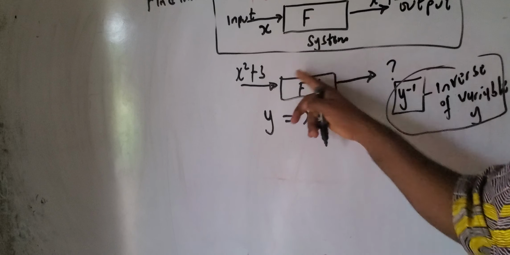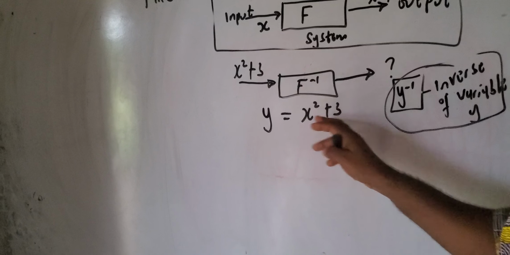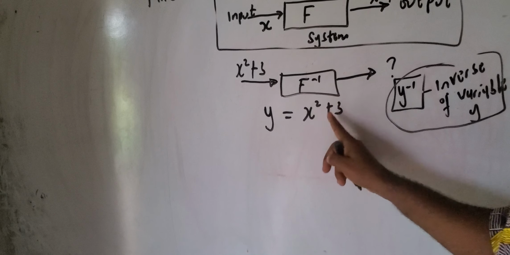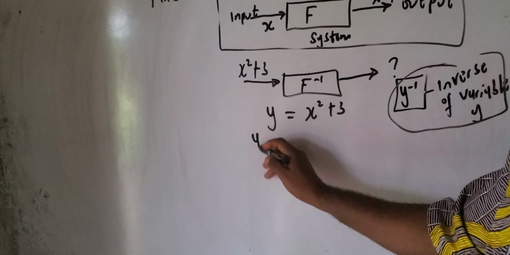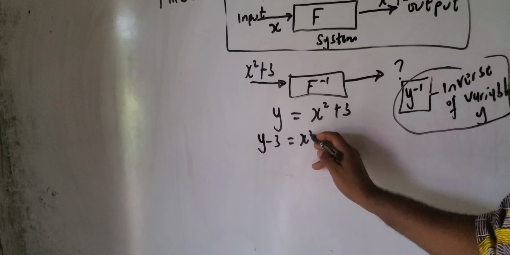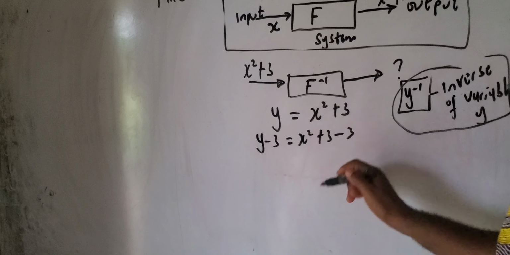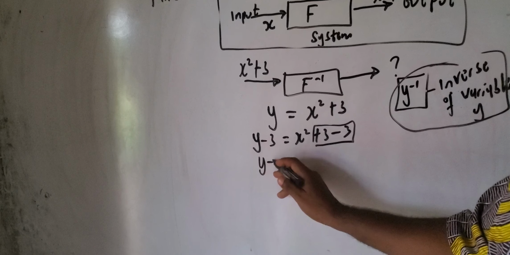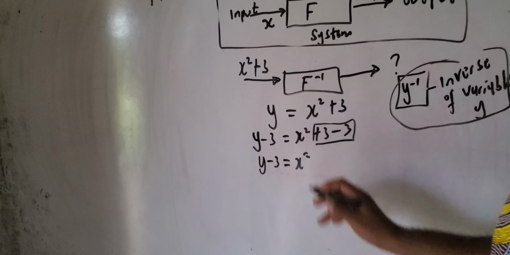To remove the plus 3, we subtract 3 from both sides of the equation. So for me to remove plus 3, I will add minus 3 to both sides: x squared plus 3 minus 3. You can see plus 3 minus 3 becomes 0. So I have y minus 3 is equal to x squared.